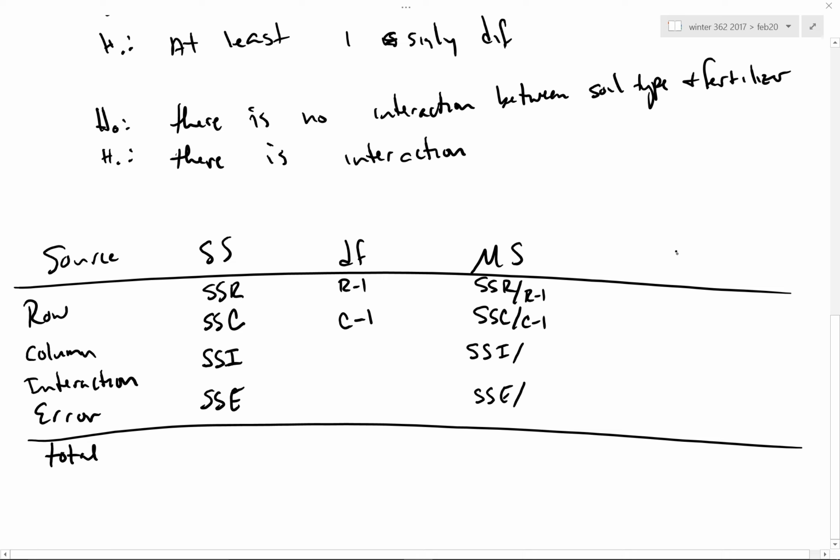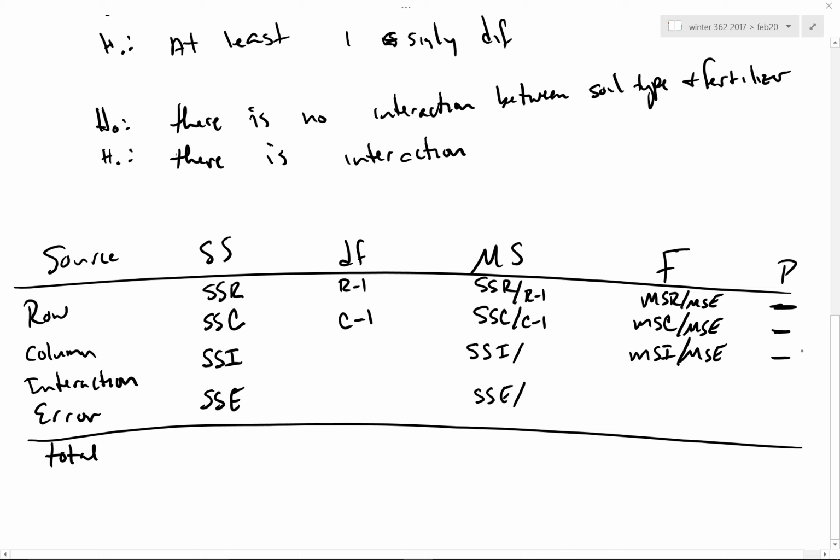And then here's where it gets important. There's going to be 3 F's. It's going to be mean squares for row divided by mean squares error, mean square column divided by mean square error, and mean square interaction divided by mean square error. And then here's the deal, 3 p-values. 1, 2, 3 p-values. Okay?